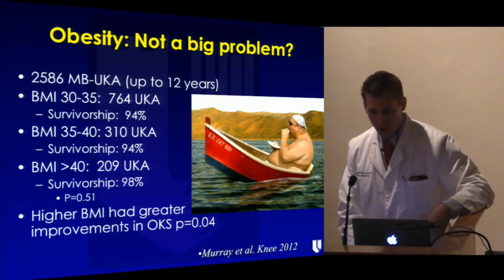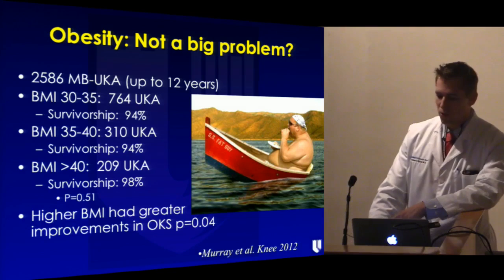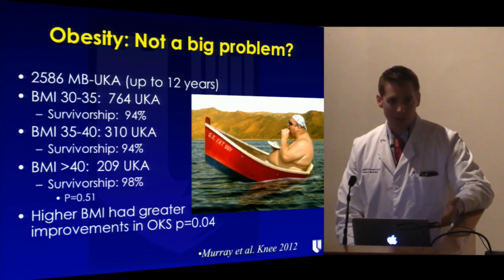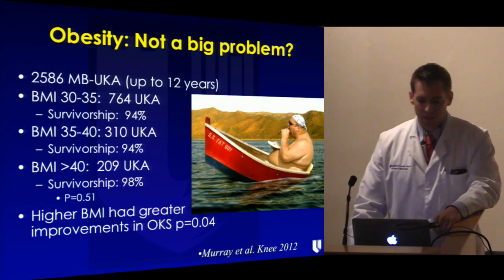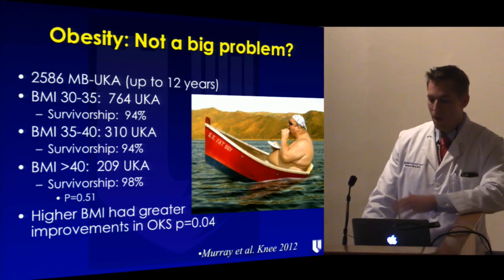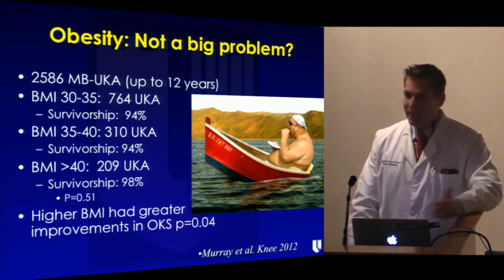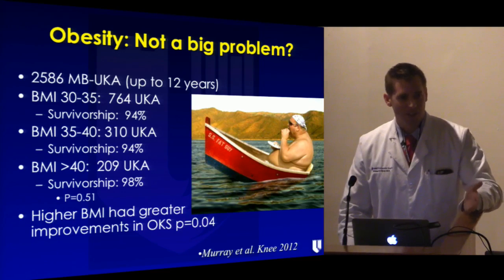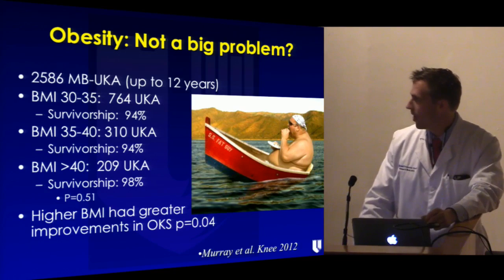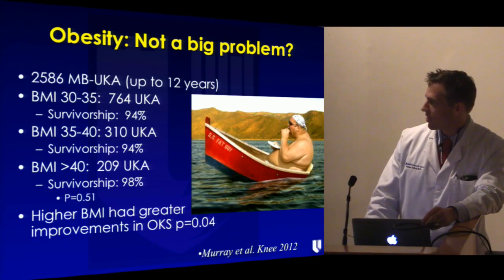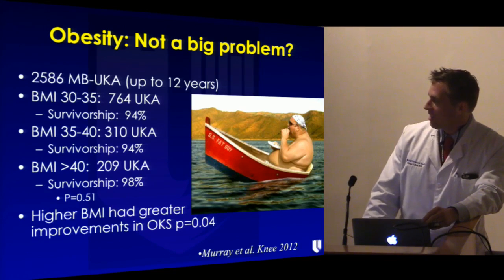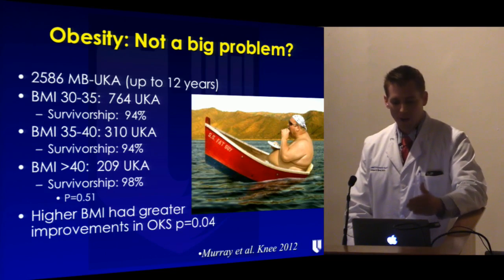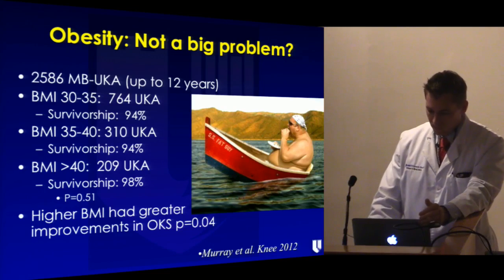And furthermore, a year later, in 2012, Murray saw that survivorship was actually pretty good putting these in obese patients. If you look even at the bottom, BMI greater than 40 had a 98% survivorship. I don't know if this is because people aren't getting up and moving or what, but it's something to consider. And even more importantly, you can see that the higher BMIs actually have a greater improvement in their knee scores.